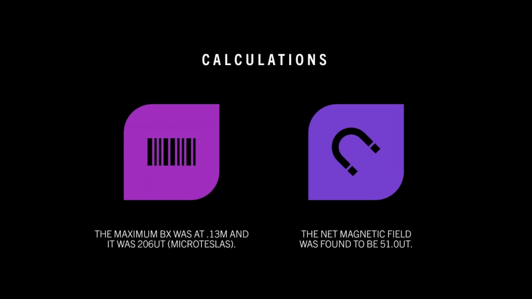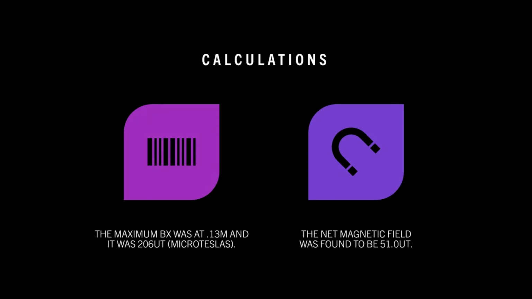So the maximum X value was at 0.13 meters, aka 13 centimeters, and it was about 206 microteslas. So plug and chug the use of our law, you get a net magnetic field of about 51.0 microteslas. It's crazy. It's a lot of microteslas.